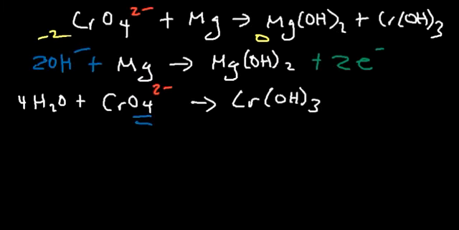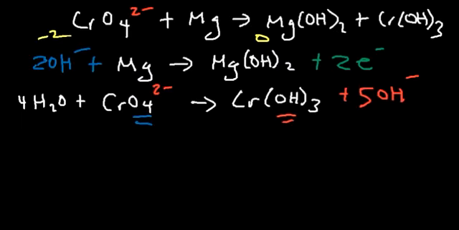So on the left side we have 8 hydrogen atoms and 8 oxygen atoms, which is basically saying we have 8 hydroxide ions. And we have 3 hydroxide ions on the right side. 8 minus 3 is 5. So we need 5 hydroxide ions on the right side. And notice that it's balanced. We have 8 hydrogen atoms on both sides, 8 oxygen atoms on both sides. Well, fortunately that worked out pretty well.